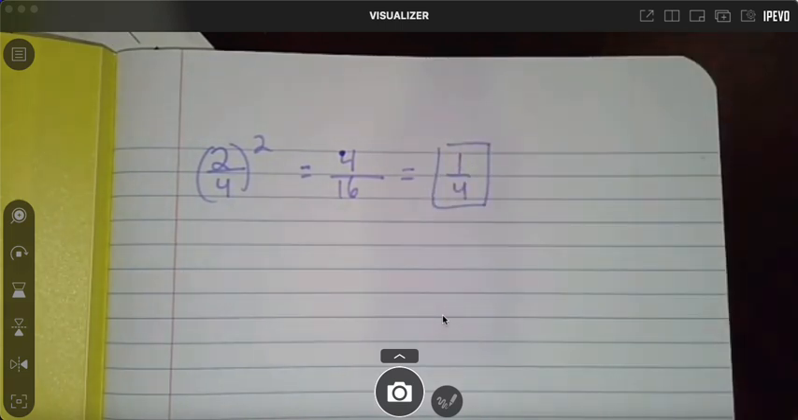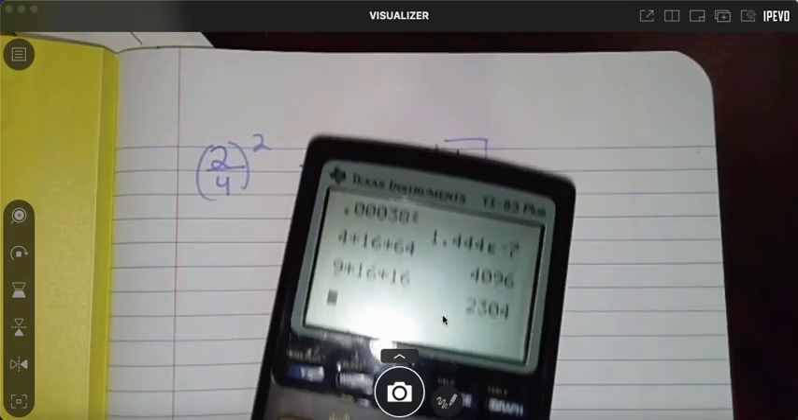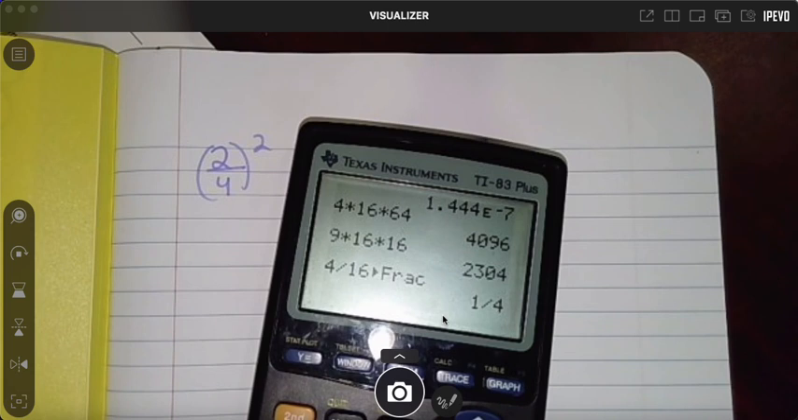Now that one is if it's just numbers. But then we're going to start with exponents. Yours you may not be able to reduce. That's fine. You can always type it in your calculator like mine. 4 divided by 16. Math, enter. And it tells me that it's 1/4.